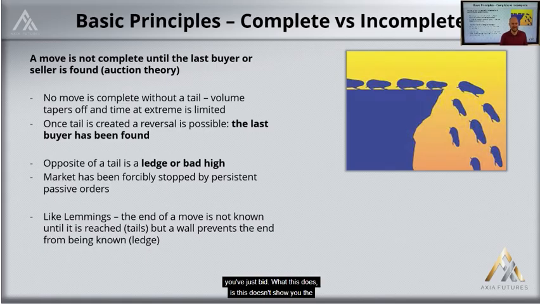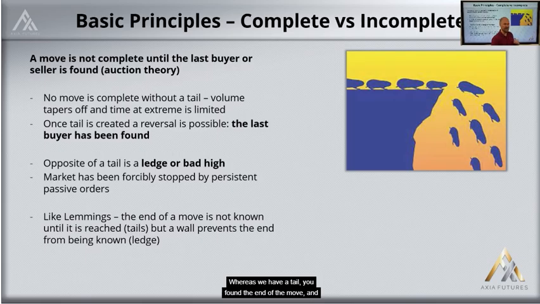What this does is it doesn't show you the true value. This shows you that somebody has a greater willingness to sell than a willingness to find out how high the price can go. They're happy to take whatever they can get, rather than let the price keep on going. So if you think of the lemmings example, they're all marching towards the edge blindfolded, and somebody puts a wall in the way. No one's going to fall off the edge, so you don't know whether the end of the move is just behind the wall, or a mile behind the wall. So you don't know where the end of the move is.